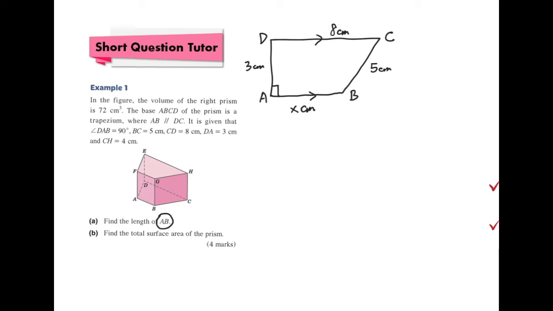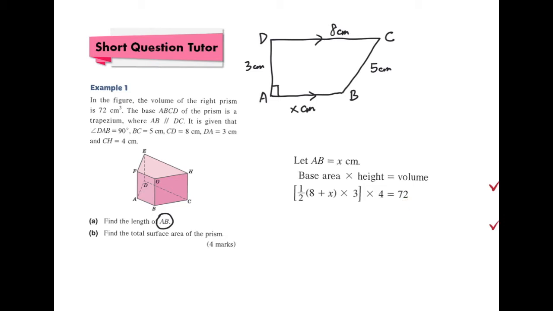First, write down the formula of the volume of prism, which is base area times height. The base area is 1/2 the sum of the two bases, 8 plus x, times the height 3. The height of the prism is 4. The volume is 72.